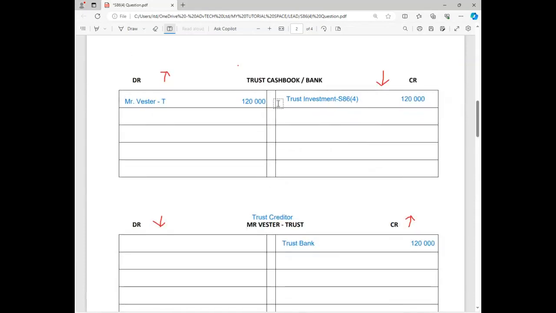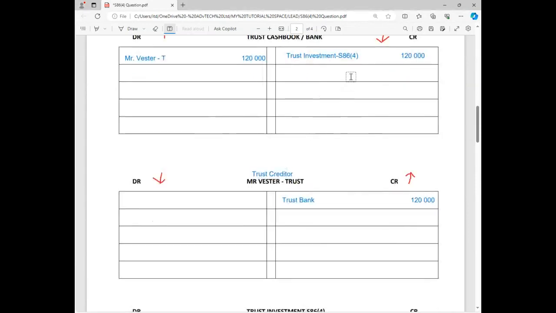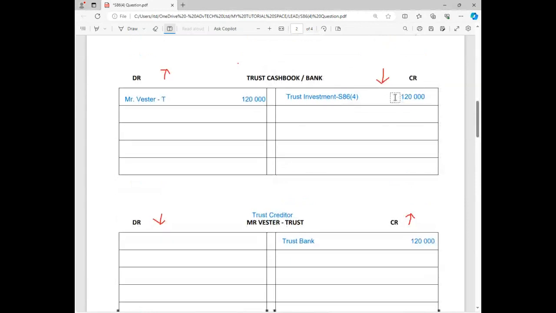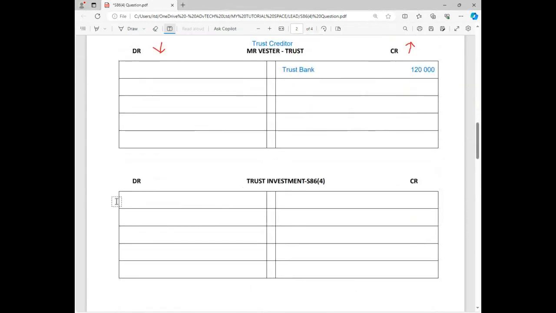Again, I must go and record under trust investment. I can apply a system called double entry system. Because here I recorded on the credit side, it means when I go to the trust investment, I must go to the opposite side. And again, the trust investment is an asset. Okay, so all the assets increase on the debit side. I hope it makes sense. So on the debit side here, I'm just going to say I took this money from the trust bank.